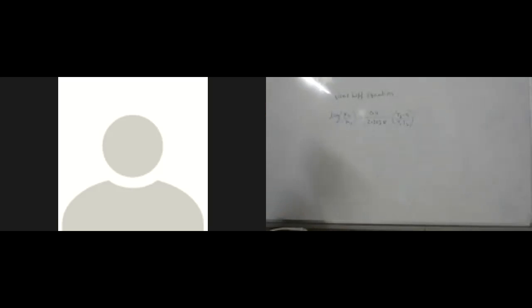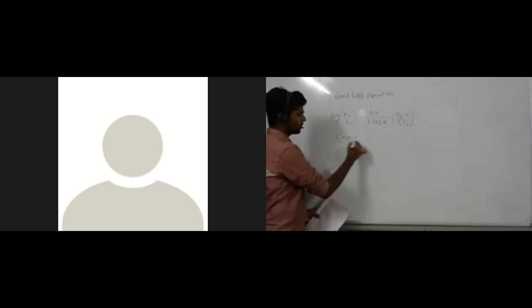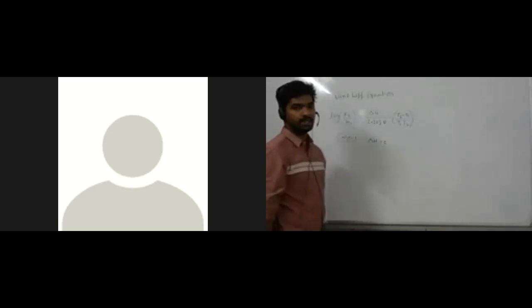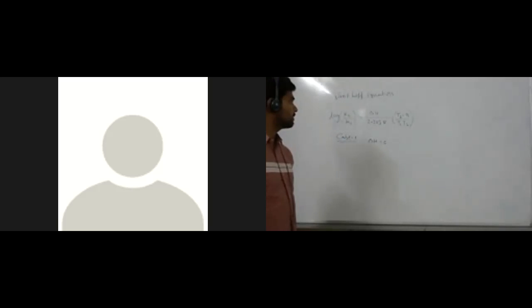Now here three cases are there. Carefully. Case 1: delta H is 0. What does it mean? Delta H is equal to 0. We are saying delta H is equal to 0, so K2 is equal to K1. Finally, it will become K2 is equal to K1, correct?